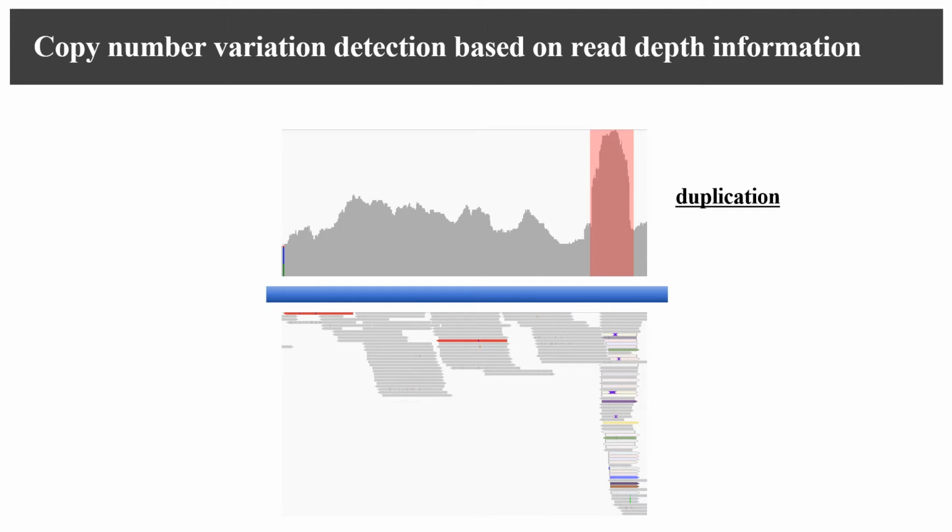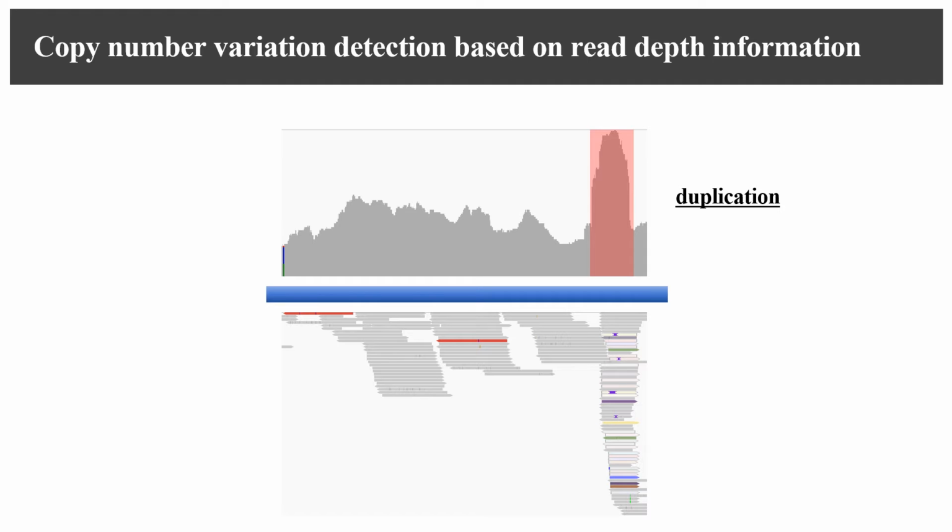As shown in the figure, we can see that many more reads are mapped in the area highlighted in red compared to its surrounding area. Usually, this copy number variation involves genomic segments ranging from several hundred base pairs to 5 mega base pairs.